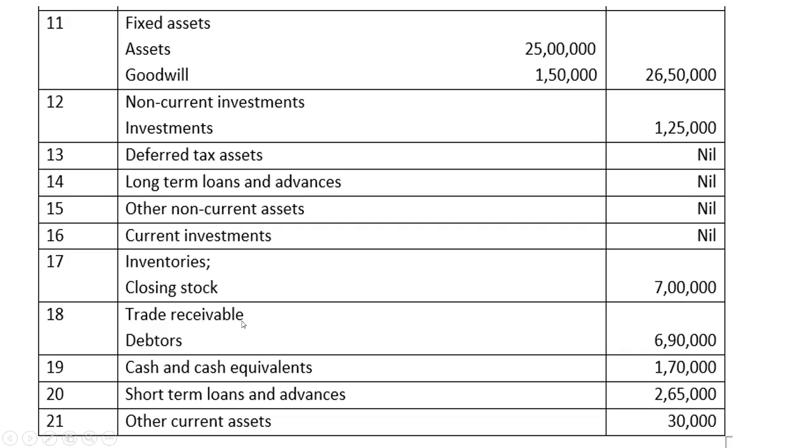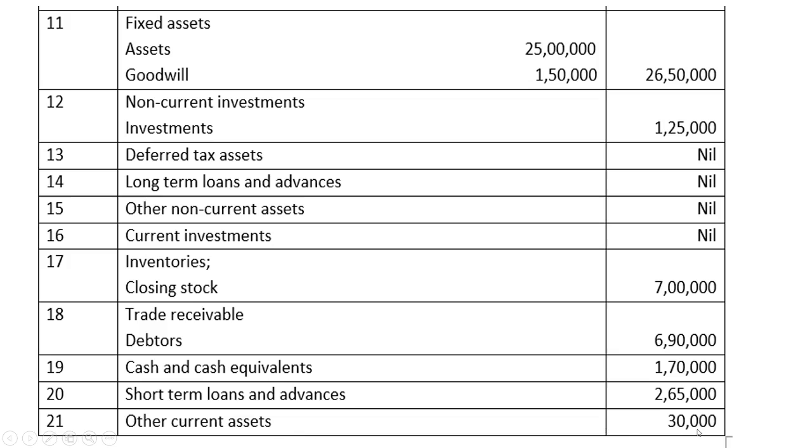And note number 18 is trade receivables. In trade receivables, we have debtors of rupees 6 lakh 90,000. And note number 19, cash and cash equivalents, cash balance of 1 lakh 70,000. Note number 20, short-term loans and advances of rupees 2 lakh 65,000. And other current assets, that is miscellaneous expenditure of rupees 30,000.